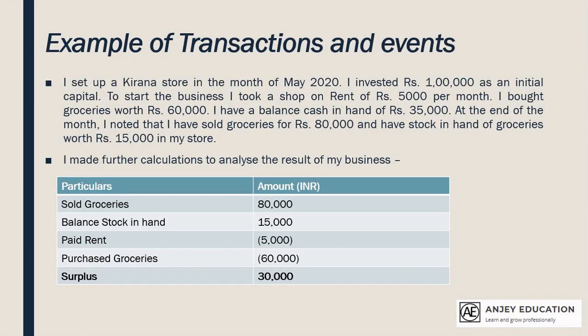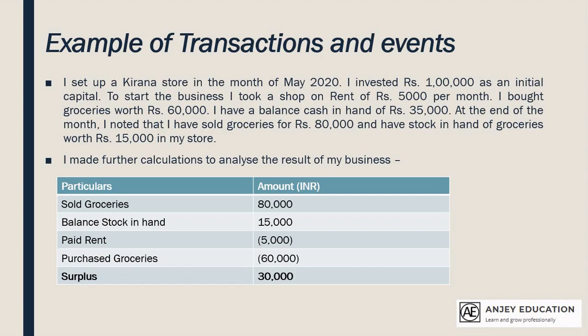Let us take an example to understand this. I set up a Kirana store in the month of May 2020. I invested rupees 1 lakh as an initial capital. To start the business, I took a shop on rent of rupees 5,000 per month. I bought groceries worth rupees 60,000. I have a balance cash in hand of rupees 35,000.